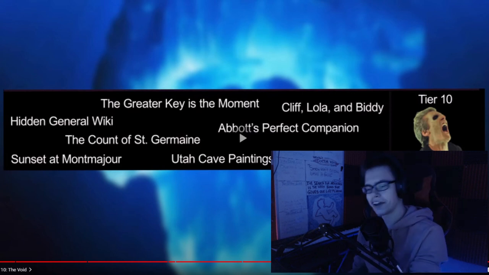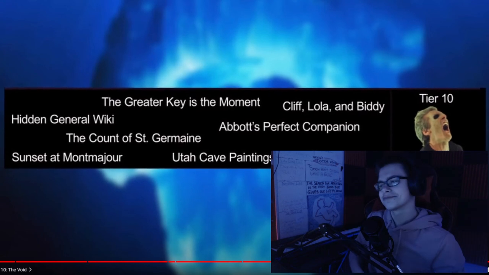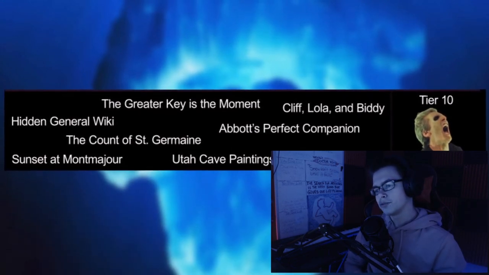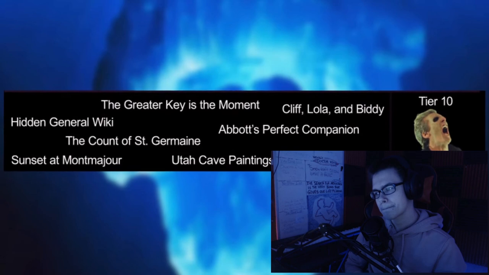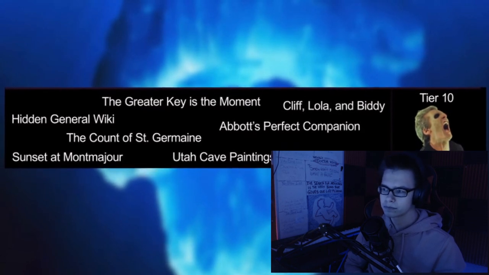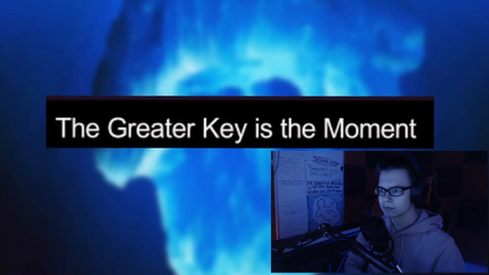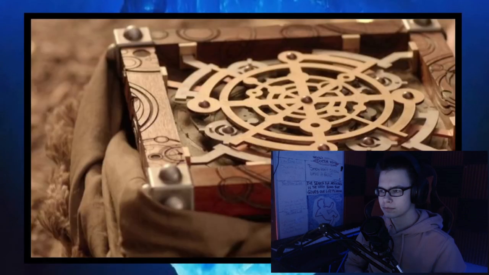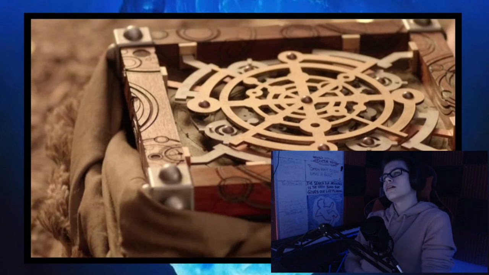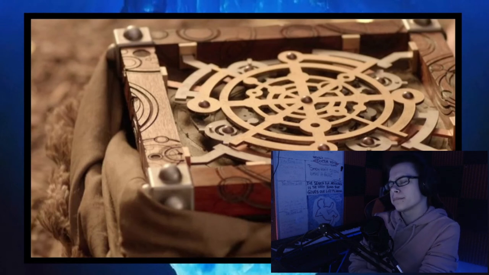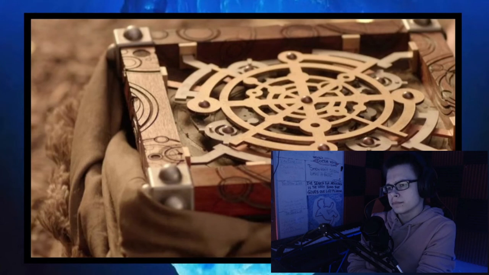Okay. Depth, the pinnacle of your search for knowledge. These ideas will fundamentally alter the way you perceive Doctor Who and reality itself. The greater key is the moment. The primary conflict of the Faction Paradox series is known as the War in Heaven. This is, in fact, one of the alternate time wars discussed previously. One of the most powerful weapons meant to be used in this war is known only as the Greater Key.